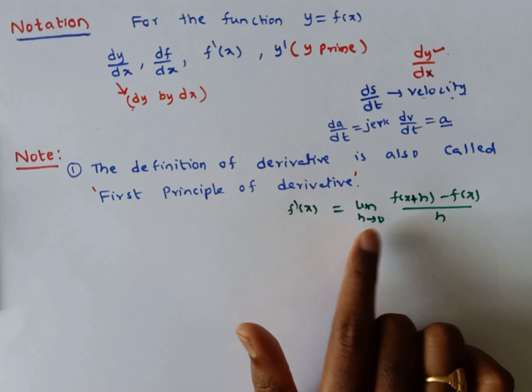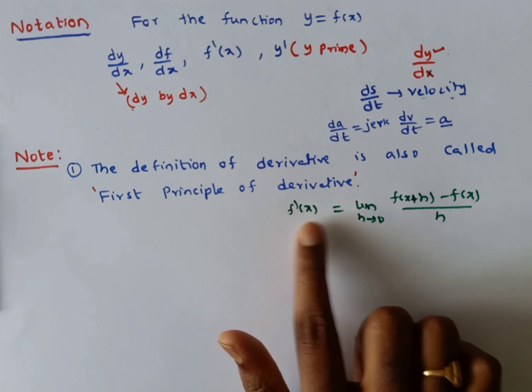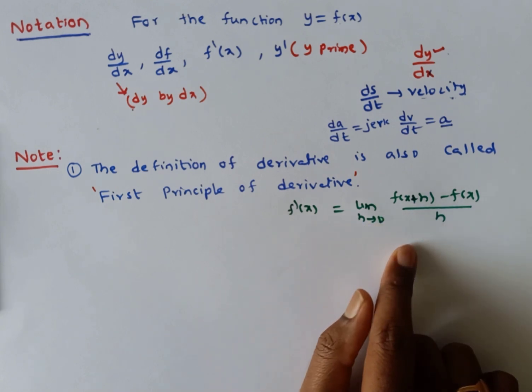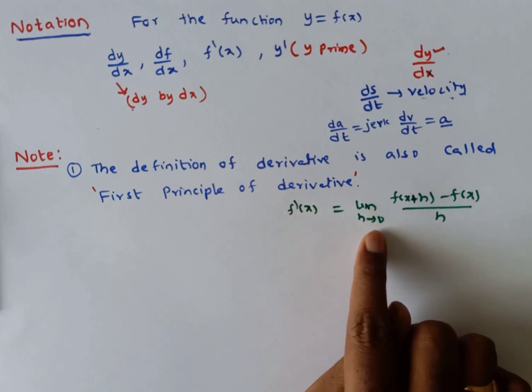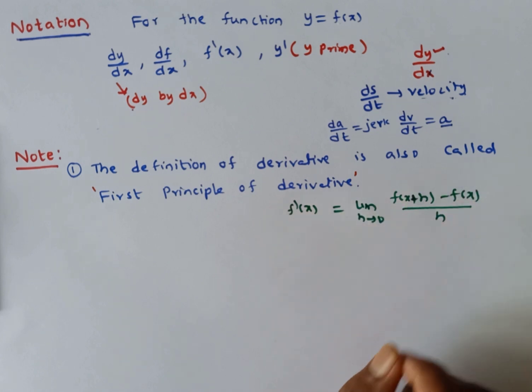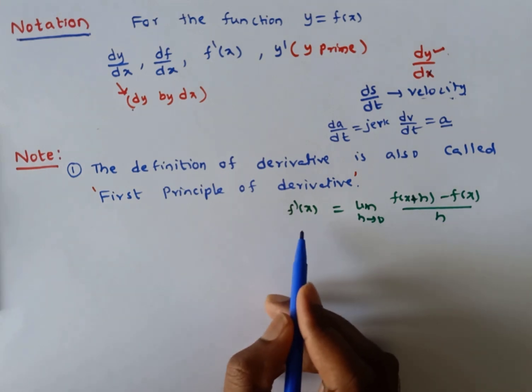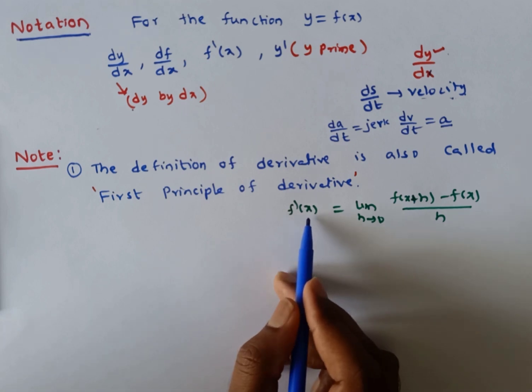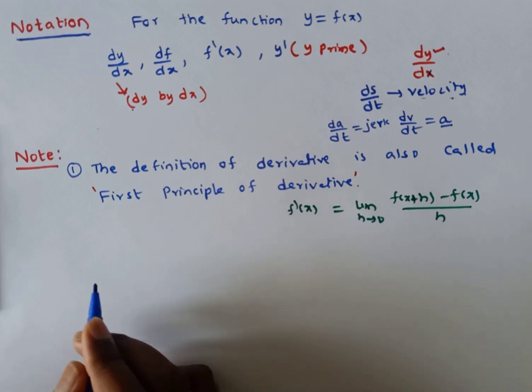Here, you know the concept of limit: it must exist, the limit is compulsory. f dash of x is defined means, as h goes to 0, this leads to some finite value. Now here we may have a doubt: what is x? Is x always a variable? No, here x is any number, so the derivative will exist.